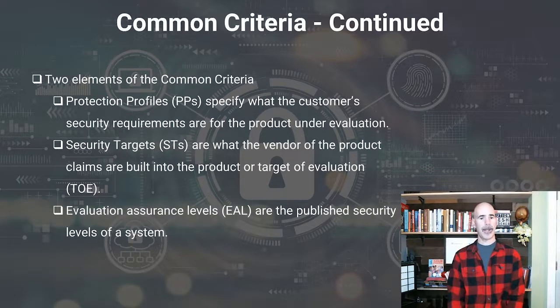So there's two primary elements to the common criteria. One is the protection profile. The other one is the security targets. So the protection profile specifies what the customer's security requirements are for the product under evaluation. Security targets are what the vendor of the product claims are built into the product or target of evaluation, the TOE. Evaluation assurance levels are the published security levels of a system.